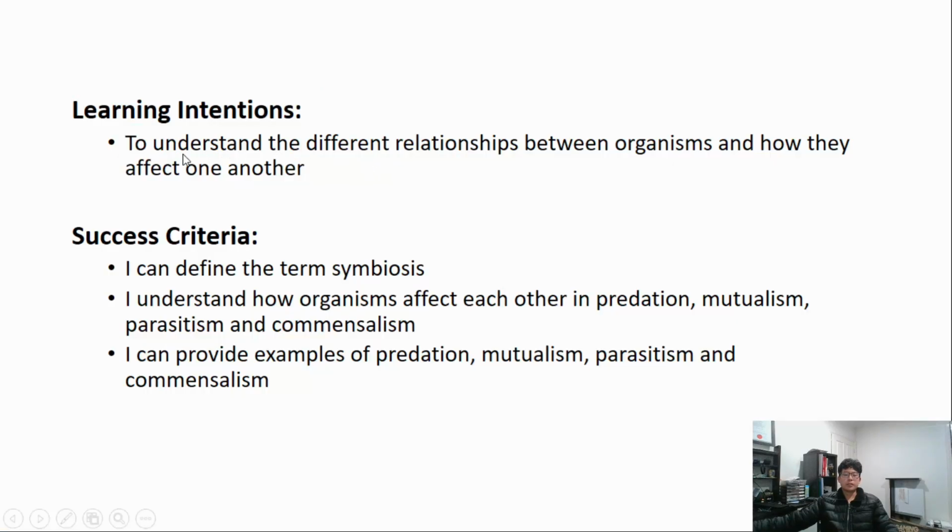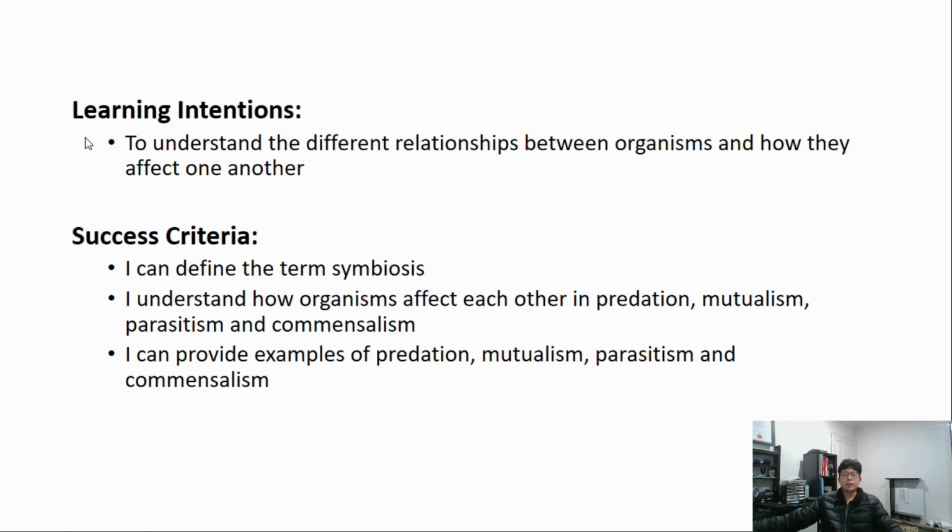And the learning intention for today is to understand the different relationships between organisms and how they affect one another. And the success criteria for today is to be able to define the term symbiosis, be able to understand how organisms affect each other in predation, mutualism, parasitism, and commensalism, and also be able to provide examples of predation, mutualism, parasitism, and commensalism. So just pause the video here and take a couple of minutes to write these down.